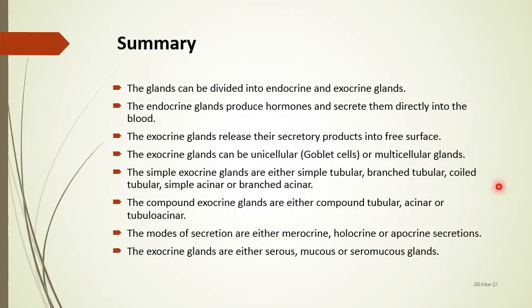Okay, we reached the end of this lecture, and in this lecture we can summarize in points that the glands can be divided into endocrine and exocrine glands. The endocrine glands produce hormones and secrete them directly into the blood. The exocrine glands release the secretory products into the free surface, and they have ducts. Exocrine glands can be unicellular, just scattered cells, goblet cells into the respiratory tract or digestive tract or reproductive system.